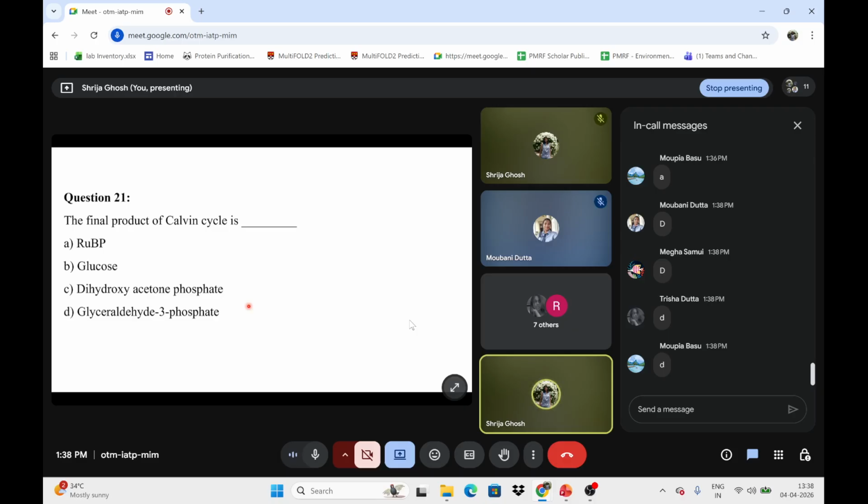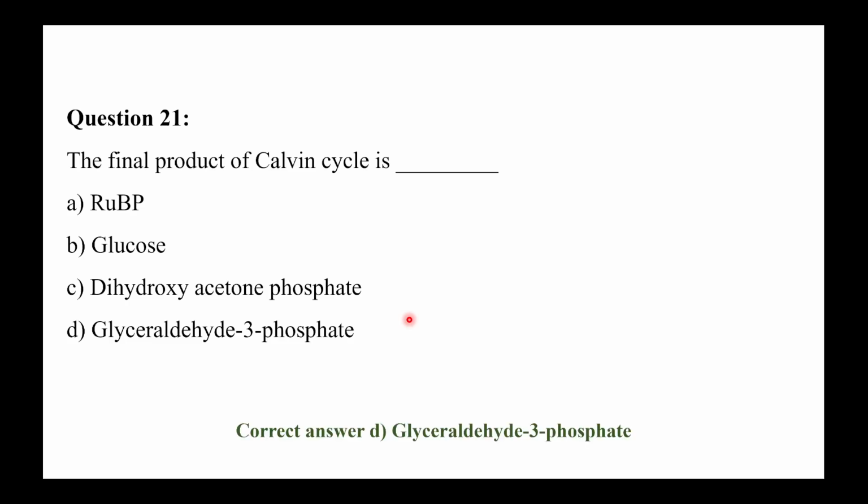I can already see four answers in the chat box. All of them are option D, glyceraldehyde 3-phosphate. That is the correct answer.